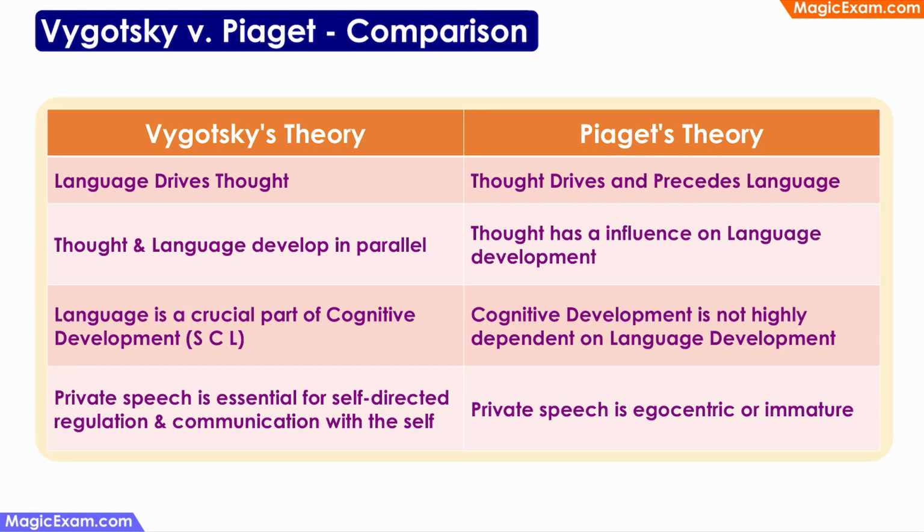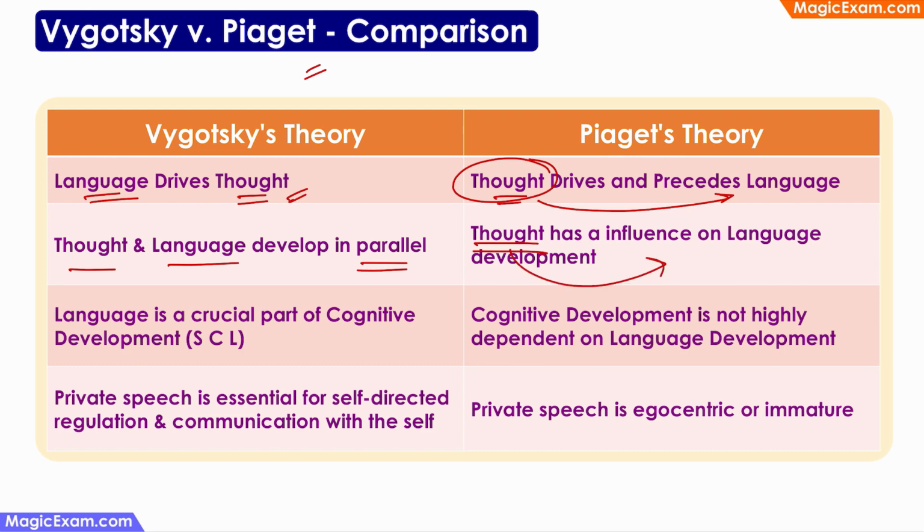Let us now do a quick comparison between what Vygotsky and Piaget say about the development of language. Vygotsky's theory says that language drives thought. That is, language is very, very important for the development of thought. Whereas Piaget's theory says that thought drives and precedes language. That is, thought comes first and language develops because this thought has to be expressed in some way, and that is done by language. Vygotsky's theory says that thought and language develop in parallel. Whereas Piaget's theory says that thought comes first and language develops for the specific reason of expressing that thought.